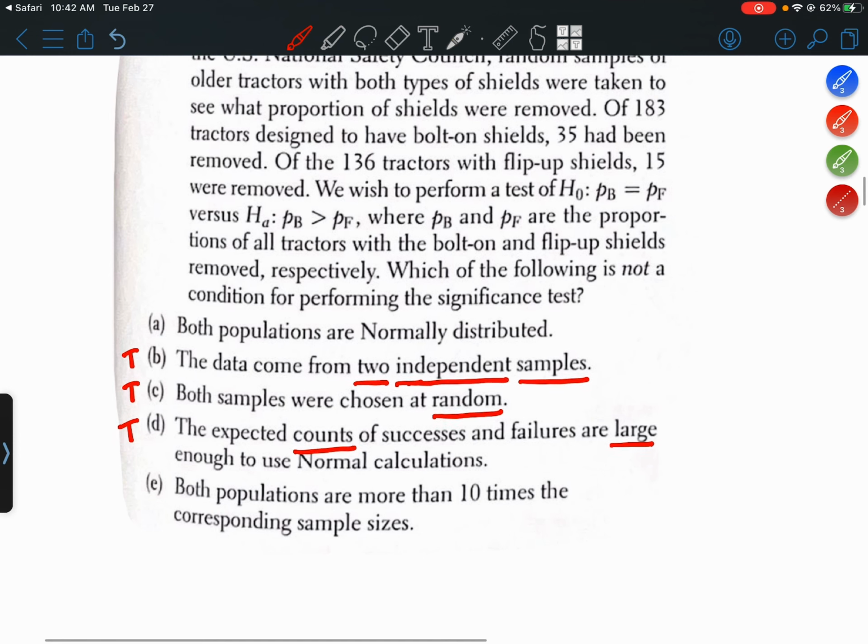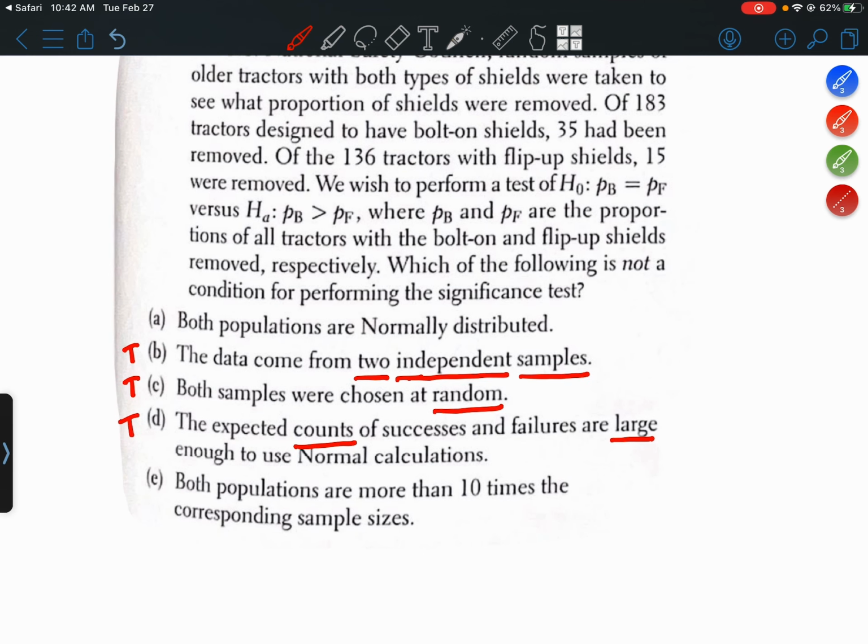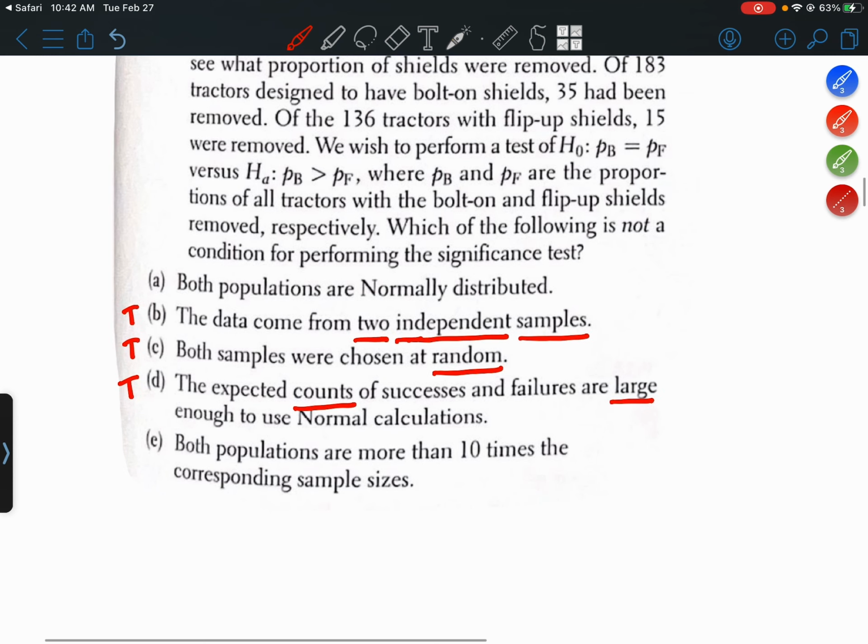Statement E, both populations are more than 10 times the corresponding sample sizes. Well, if a population is greater than 10 times the sample size, that is equivalent to saying that the sample size is less than 1/10 or 10% of the population size. So choice E is referring specifically to the 10% rule.